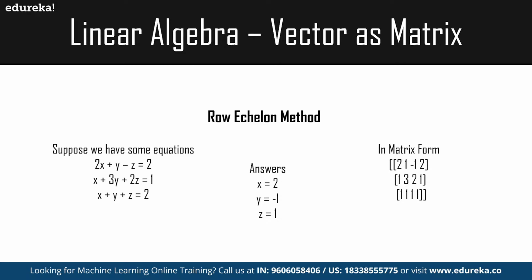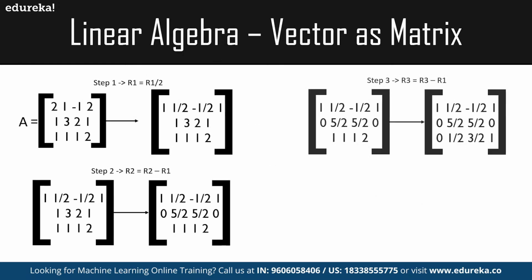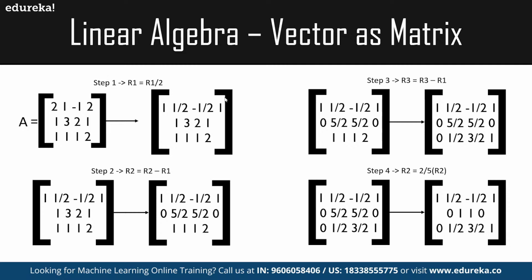So now let's take them into a matrix form where we can obtain 2, 1, minus 1, 2, and then we have 1, 3, 2, 1, and then we have 1, 1, 1, 2 as part of the entire matrix that we can define here. So step 1 is again, here we are going to make sure that we should be having a finished matrix in its row echelon format.